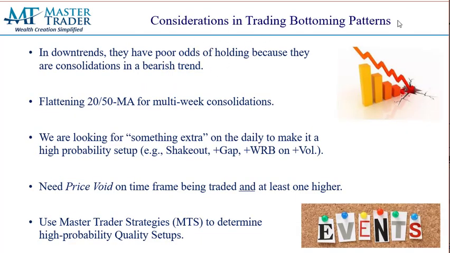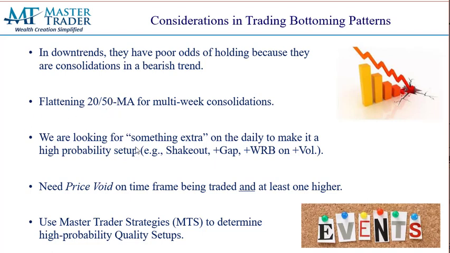So just a couple points here, considerations in trading bottoming patterns. We're trying to pick the bottom, if you will. So they're in a downtrend. They have poor odds of holding because they're consolidations in a bearish trend. But I look for signs, what I call a shock bar, that it's ready to bottom. I want the flattening 20 and 50 period moving averages, and that means that 20 and 50 days of data are now flat. So by definition, that's telling me that the lower highs and lower lows have ended, so the demand is picking up.